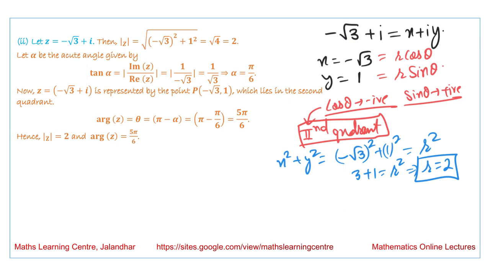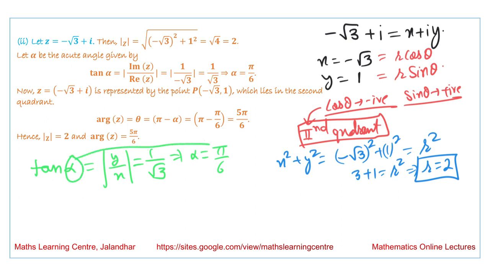Next, we have to calculate the value of the argument. To calculate it, first we calculate tan alpha is equal to mod of y by x, that is equal to 1 by root 3. So this implies that the value of alpha is pi by 6. Now we have to use this to find the value of theta.